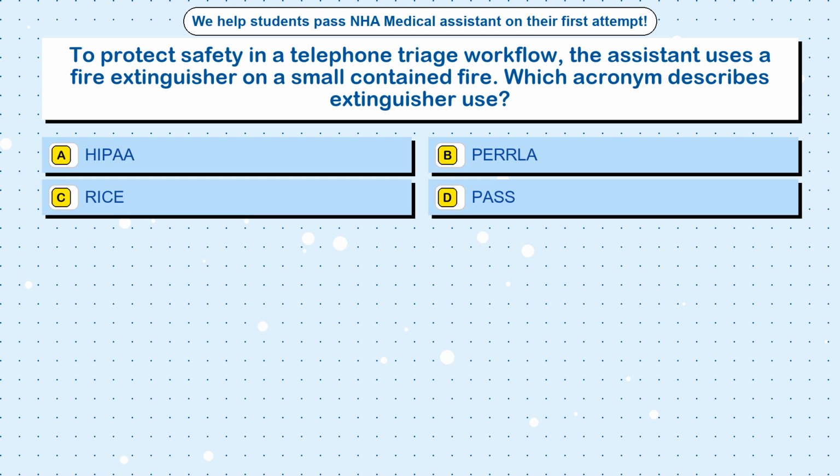Question 17. To protect safety in a telephone triage workflow, the assistant uses a fire extinguisher on a small contained fire. Which acronym describes extinguisher use? Option A, HIPAA. Option B, PERLA. Option C, RICE. Option D, PASS.